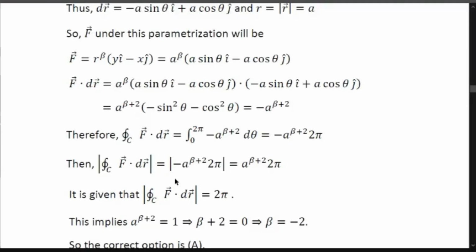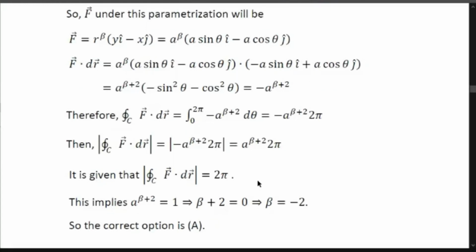So here the value of the integral is given by minus a raised to beta plus 2 times 2 pi. Its modulus is a raised to beta plus 2 times 2 pi. But in the question, the modulus is given as equal to 2 pi. So while equating, you will get a raised to beta plus 2 times 2 pi is equal to 2 pi. So a raised to beta plus 2 is equal to 1, which implies beta is equal to minus 2. So the value of beta is minus 2.